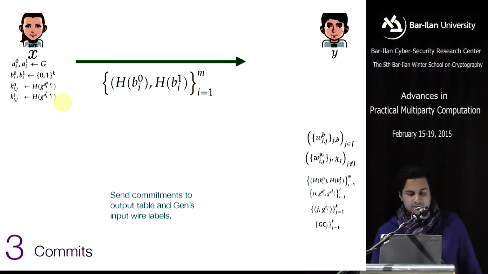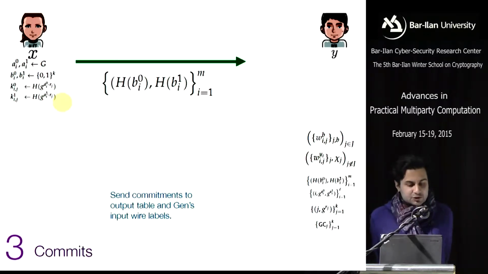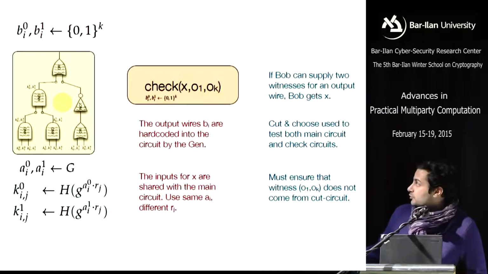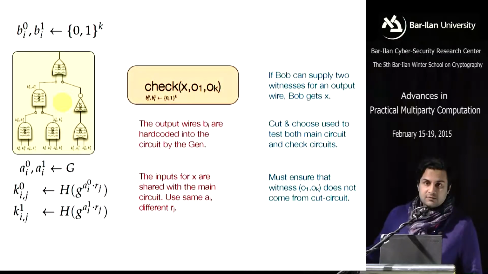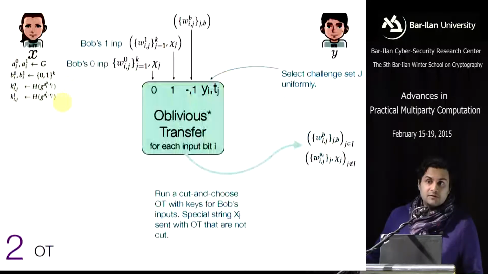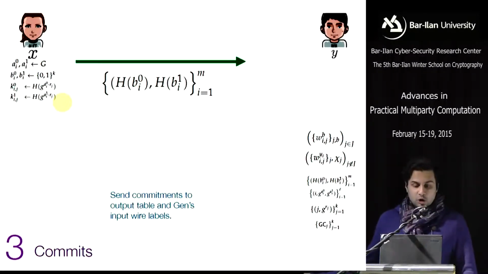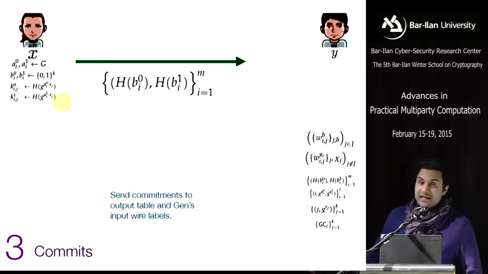Okay, so the next step is that Alice is going to commit. She's going to send several commitments. The first commitments are going to be to the output wires. Remember, B0 were the strings, these are the output labels for all of the output wires of the circuit. So Alice is going to commit to all of those. For each of the output wires, she's going to commit to a hash of these things.